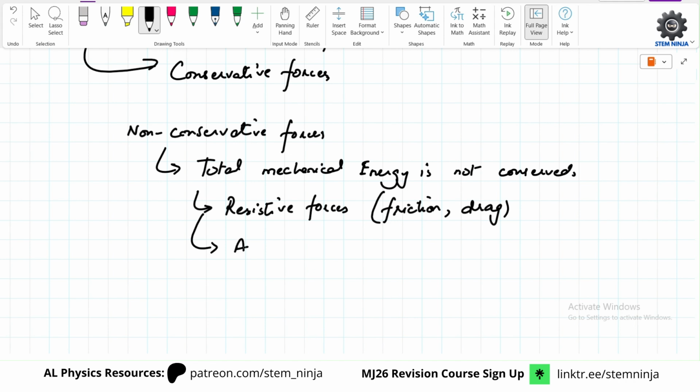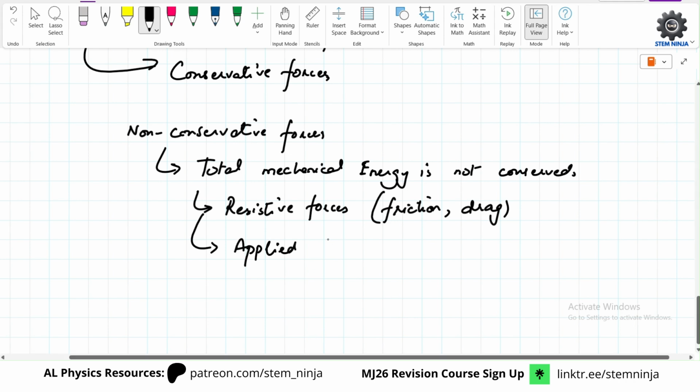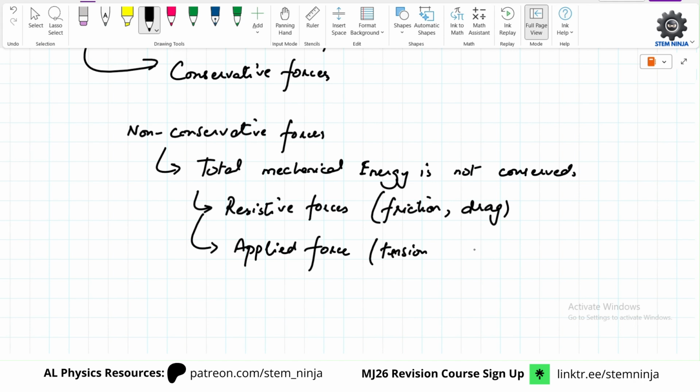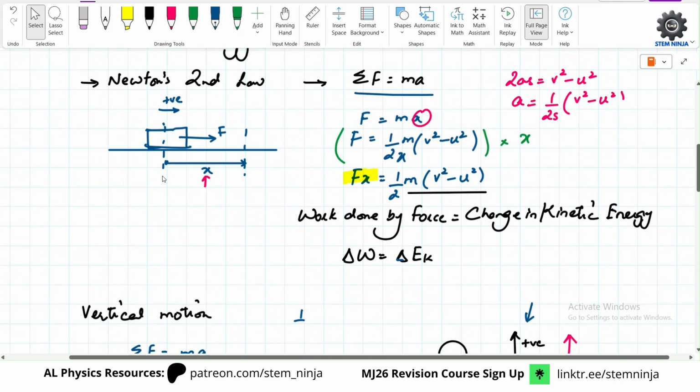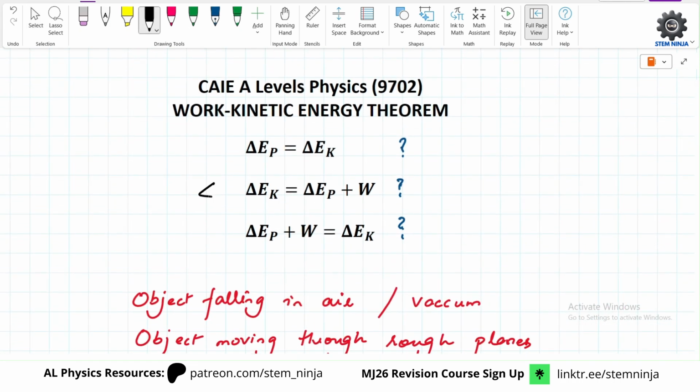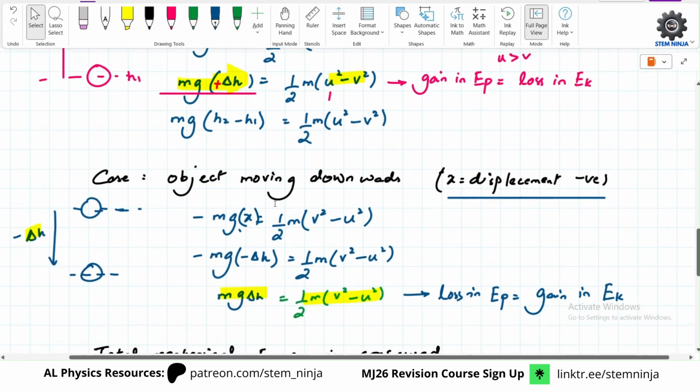This could be due to any applied forces also. That means accelerating forces, such as tension, which is lifting the body up and down, moving the body, anything. So we could be reducing the mechanical energy or increasing the mechanical energy also. Either way, those forces will be non-conservative. And that's where these two other forms will come. So let's see how that works.